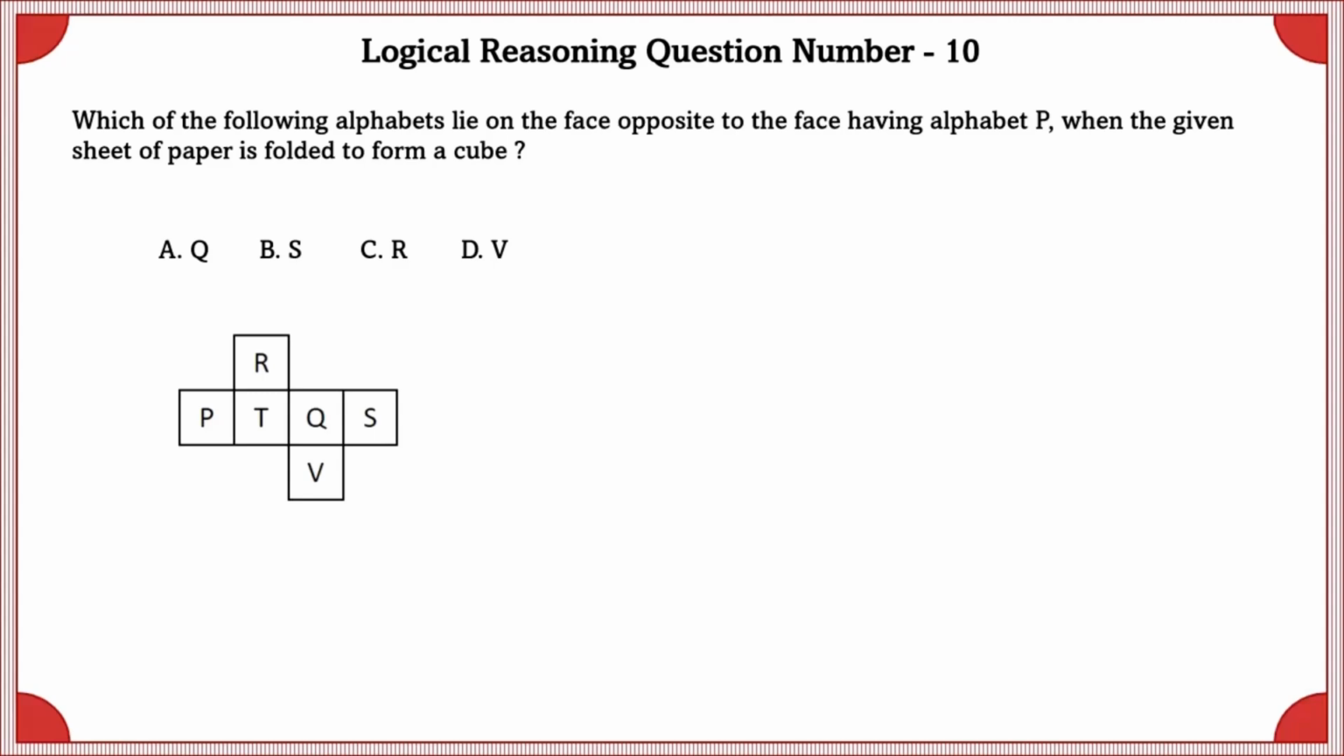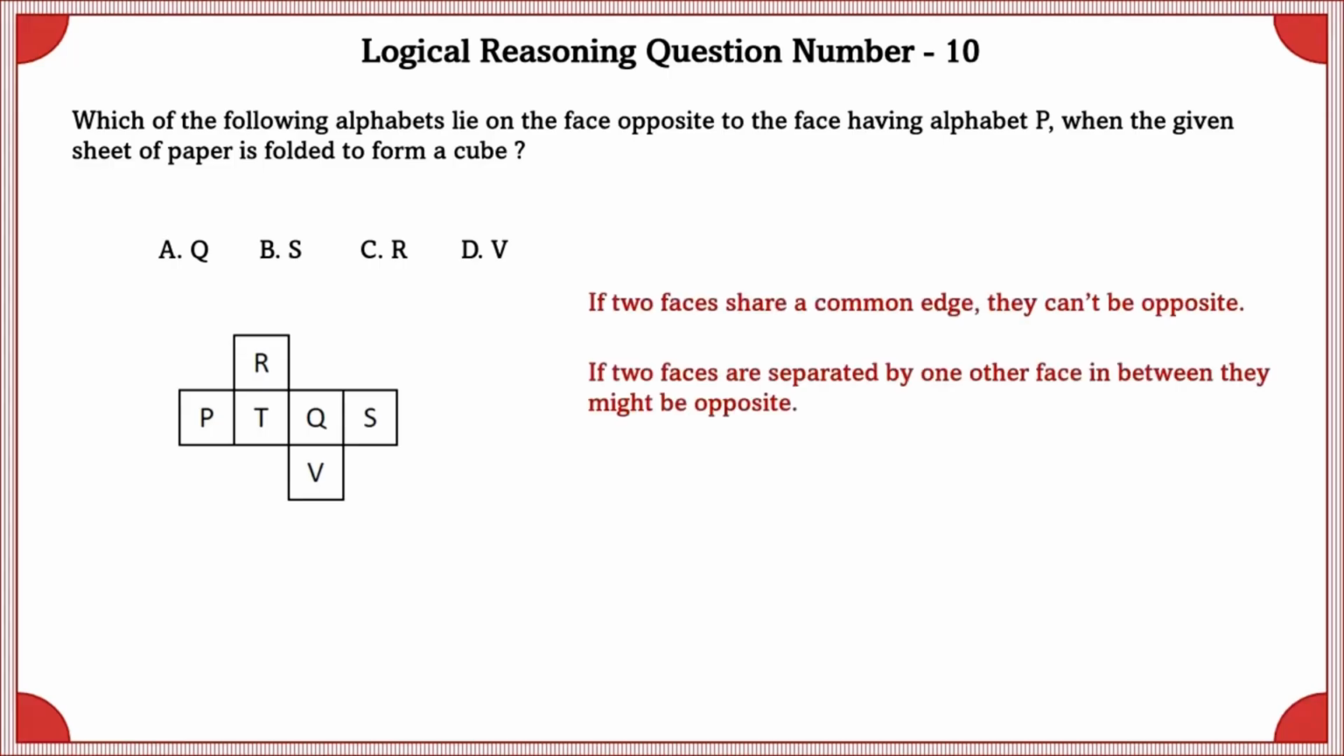Logical reasoning question number 10. Which of the following alphabets lie on the face opposite to the face having alphabet P when the given sheet of paper is folded to form a cube? If two faces share a common edge, they can't be opposite because they'll be folding in each other. If two faces are separated by one other face in between, they might be opposite. We can see alternating faces are opposite faces.